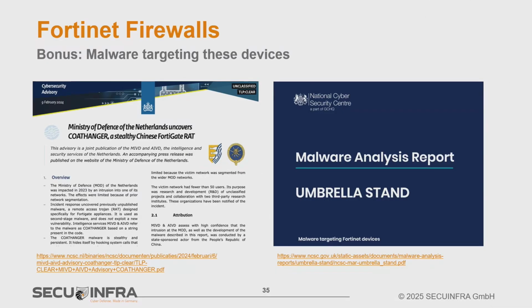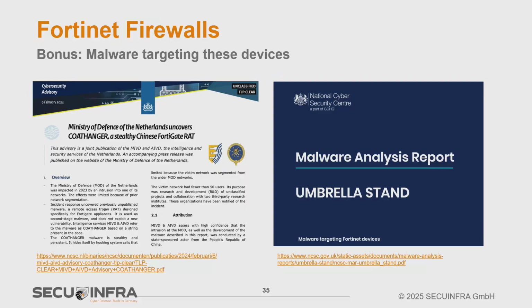This is more bonus. There's a nice report about Coathanger or Umbrella Stand, which is a malware specific for FortiGate firewalls. It's really stealthy, so it's made for stealth and long operations. It can hook syscalls, it can survive firmware upgrades and reboots, which is really nasty. So also a lot of attention here on FortiGate for threat actors.